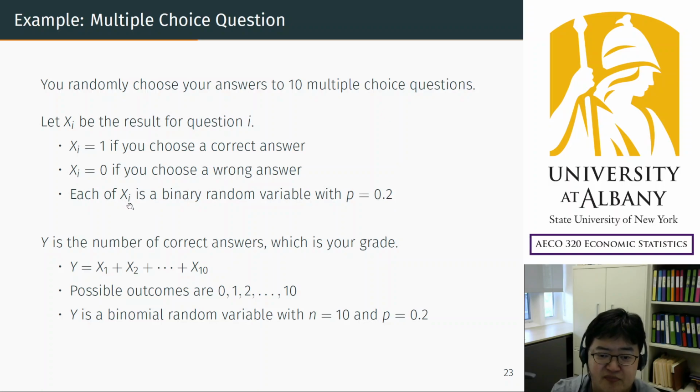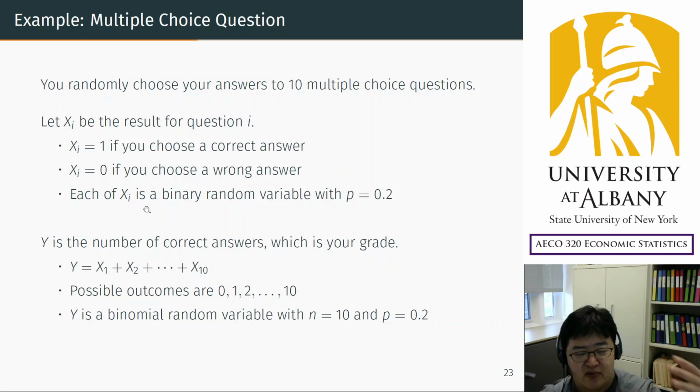And then your grade from that homework is the sum of each question's result. And by the way, remember the number of correct answers equals the sum of the single outcomes. We learned that earlier.